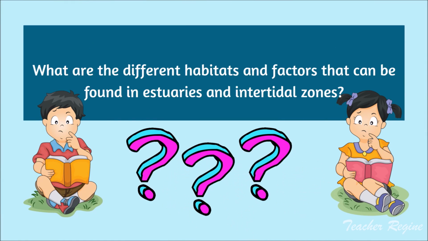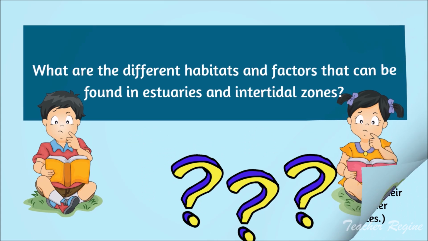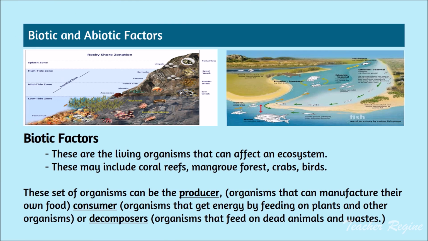What are the different habitats and factors that can be found in estuaries and intertidal zones? Biotic and abiotic factors. Biotic factors. These are the living organisms that can affect an ecosystem. These may include coral reefs, mangrove forests, crabs, and birds.